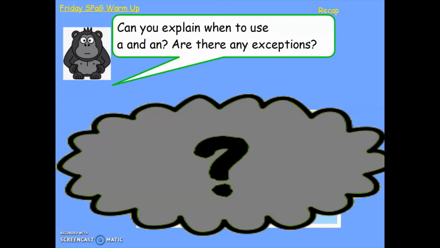Let's begin with recapping our knowledge on articles. Can you explain when you need to use a and when you need to use an? Are there any exceptions that you can think of?